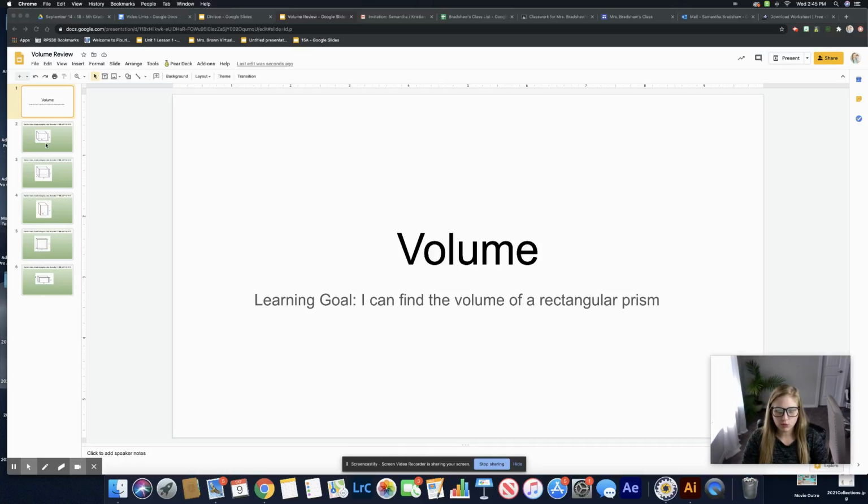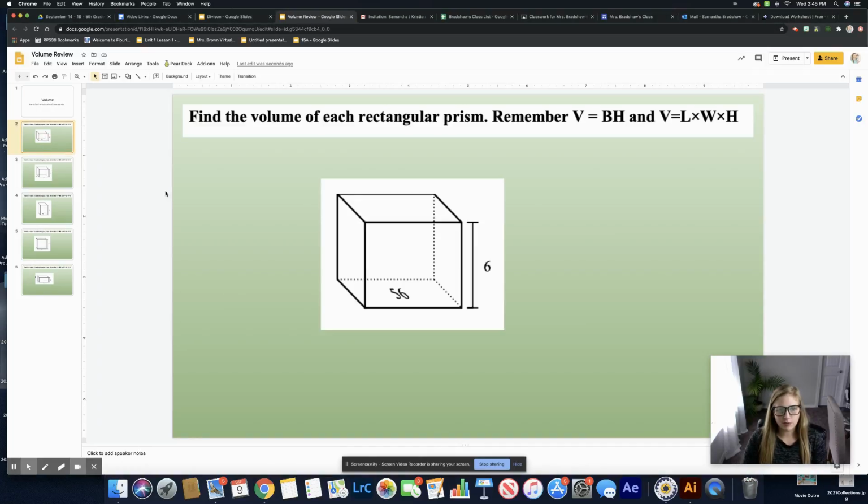Today we are going to review volume, our learning goal. I can find the volume of a rectangular prism. So here is our first one. It says find the volume of each rectangular prism. Remember, volume equals base times height and volume equals length times width times height.